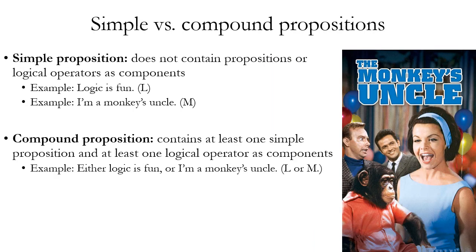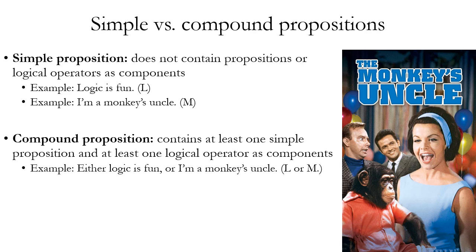Now let's look at the difference between simple and compound propositions. A simple proposition is one that we will symbolize with a single capital letter. It's a proposition that does not contain propositions or logical operators as components. So for example, logic is fun. I'm a monkey's uncle. That's a complete attempt to represent some state of affairs. We cannot analyze it any further in terms of grouping together or connecting in some way other simple propositions.